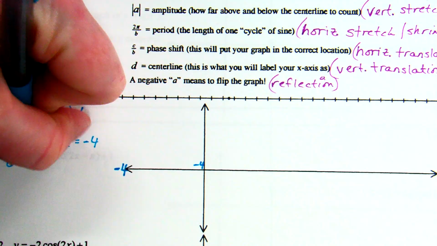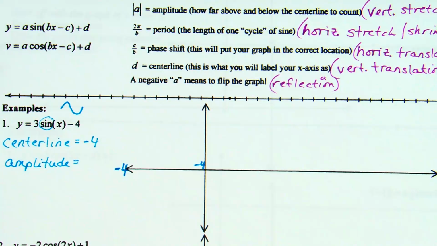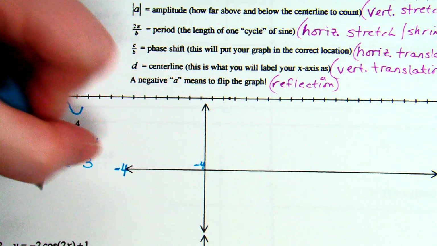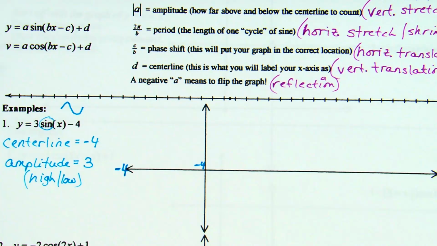After center line, I like to talk amplitude. What do I have in the way of amplitude? 3, because amplitude is my A value, and my A value is 3. That's how far above and below the center line to count. How high and low does my graph go? That's what this is asking. It goes 3 high and low, which means it goes 3 above my center line and 3 below my center line.